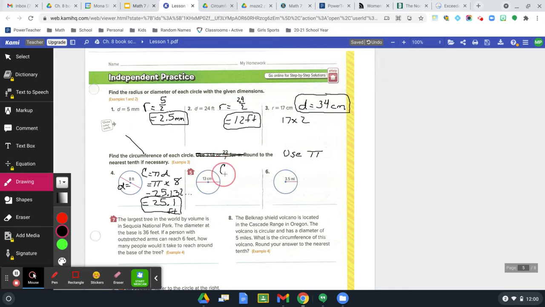Number 5, we're going to do the same thing because you have the diameter here. So we're sticking with this formula, pi times diameter. So we're going to use the pi key and we're going to multiply it by this diameter we have of 13 centimeters. So pi times 13. So in your calculator again, use that pi key times 13.